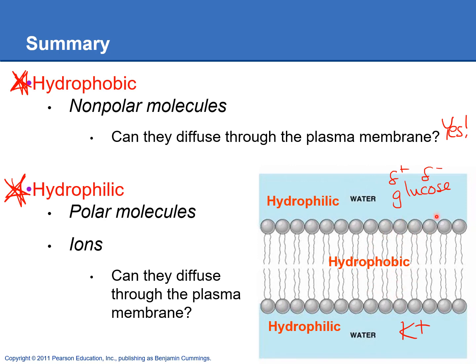Because the glucose and the ions, these polar molecules and ions, are hydrophilic. And they don't like hydrophobic stuff, and hydrophobic things don't like hydrophilic things, and they don't mix very well. So they're not going to be able to diffuse through the membrane. They're going to need a transport protein to get across the cell membrane. So no, they cannot just diffuse through. They would need the help of a transport protein to get across.